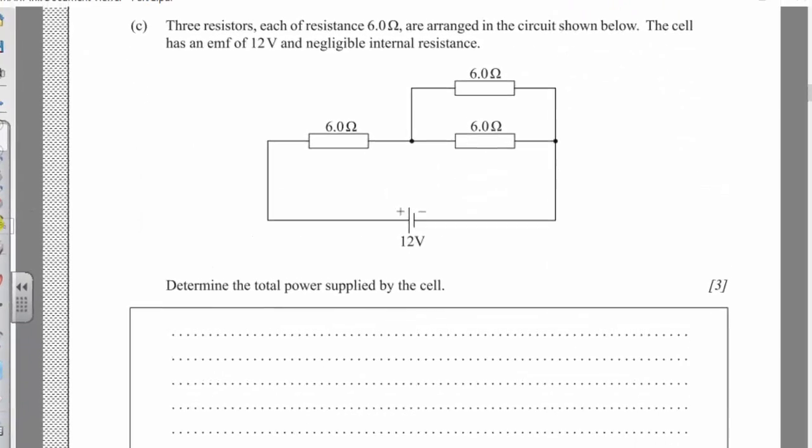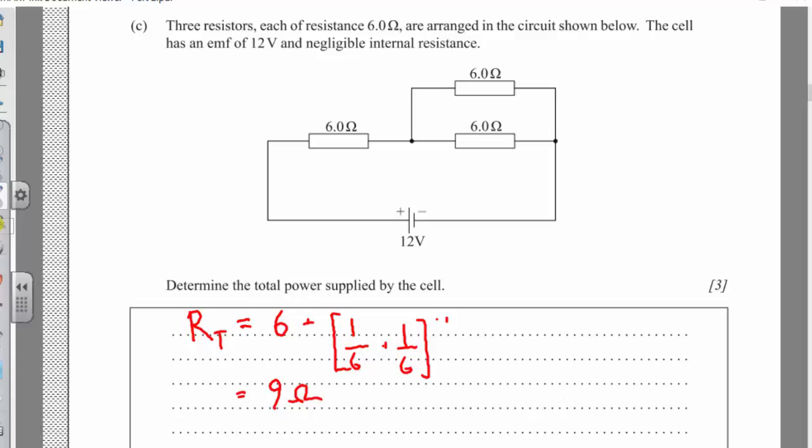Next question. 3 resistors, each of resistance 6 ohms, are arranged as shown. The cell has an EMF of 12 volts and negligible internal resistance. Determine the total power supplied by the cell. Okay, so for this we need to figure out the current. For the current we need to work out the resistance. In fact, once we have the resistance, we don't actually need to work out the current. But anyway, let's work out the total resistance. R total is equal to 6 plus (1 over 6 plus 1 over 6) inverse, which is 6 plus 2 over 6 inverse, which is 3. So that's 9 ohms.